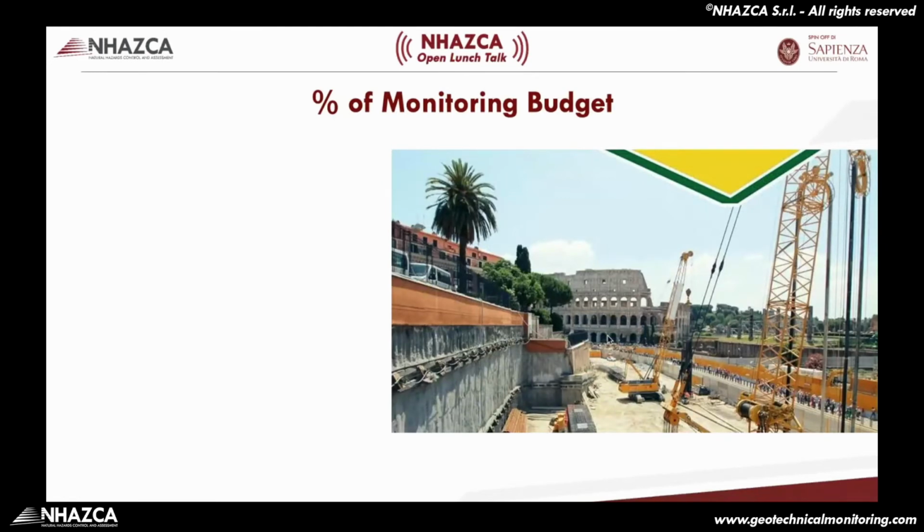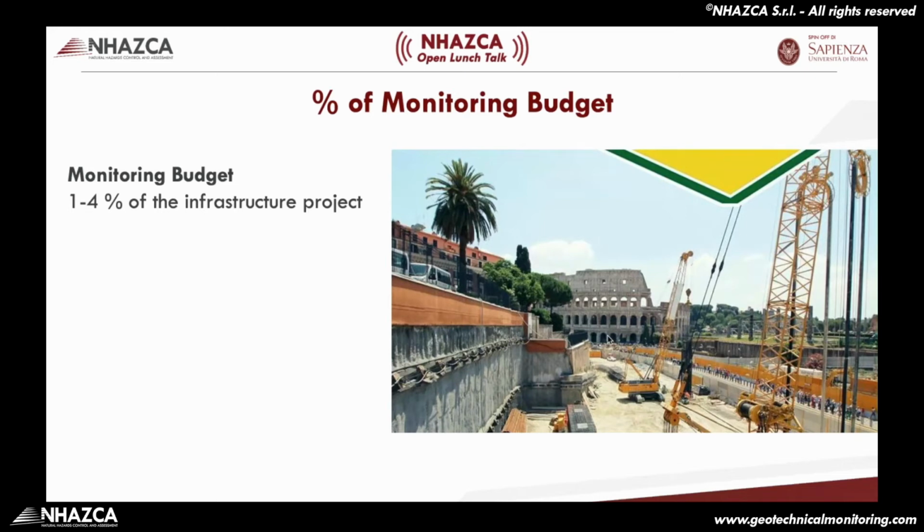If there are some questions, you can raise your hand. What about the monitoring budget? In my experience, it is between 1 and 4% of the infrastructure project. Of course, in some very strange cases it can be lower. In some rare, unfortunately, cases it can be higher. I will show you an example.